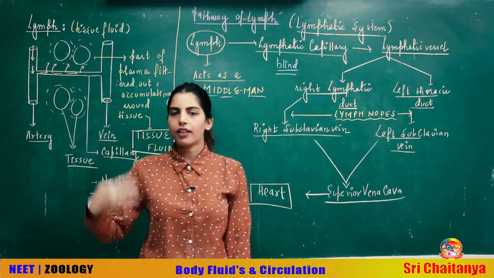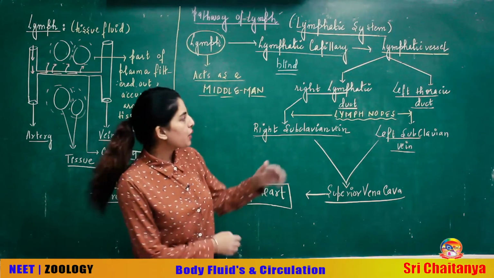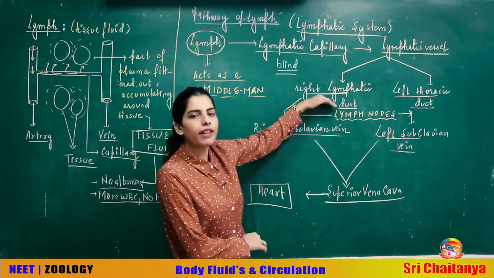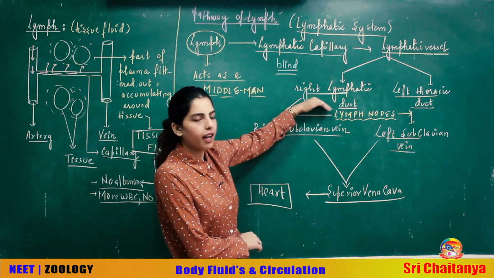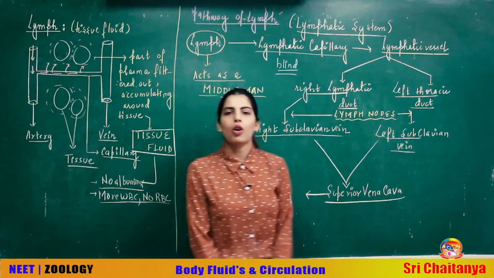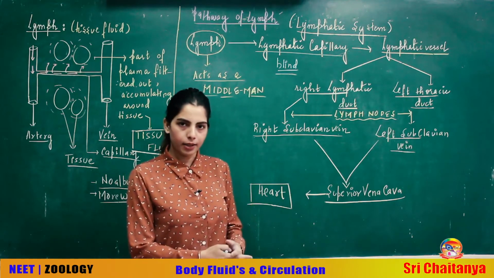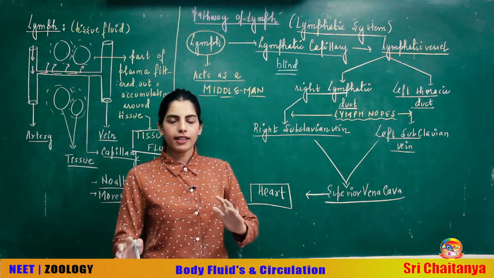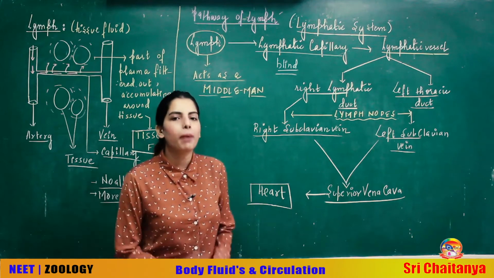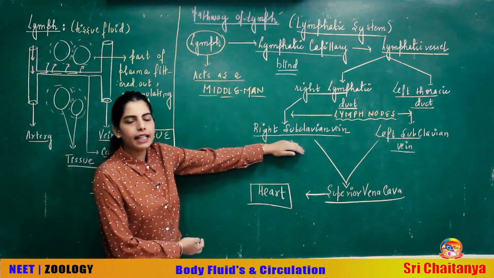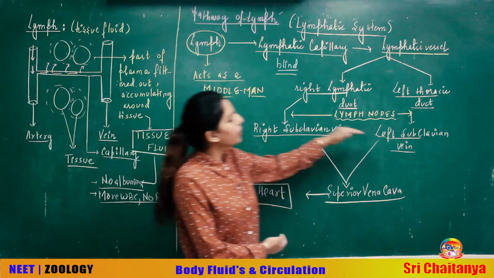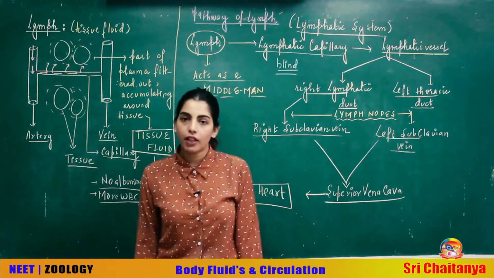We have got lymph in our right part as well as left part. So on the right side, the lymphatic vessel is called as right lymphatic duct, whereas on the left side it is called as left thoracic duct. From these lymphatic vessels, lymph will ultimately mix into your blood on the right side in the right subclavian vein, on the left side in the left subclavian vein.